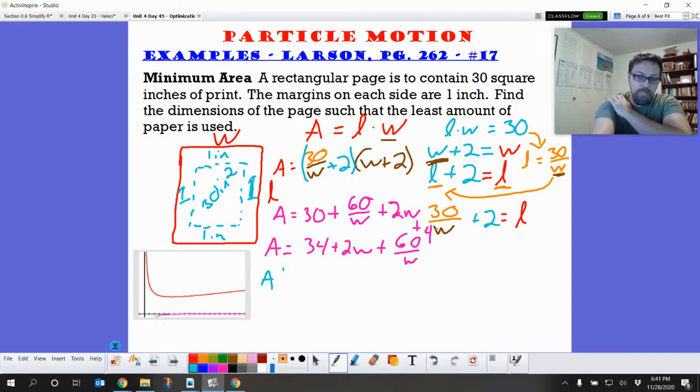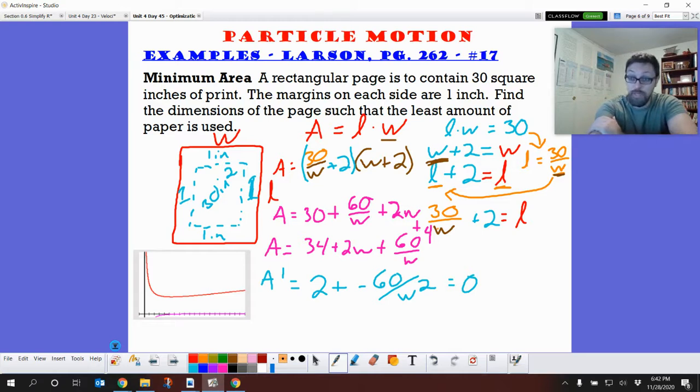So we'll find A prime is going to be 2 plus negative 60 over W squared. We want to figure out when that thing equals 0. This one you could actually solve yourself. You don't need the calculator for it. It is a calculator problem to save you time, but if somebody took your calculator away, you could come back to this one and solve it. I'm going to do that.